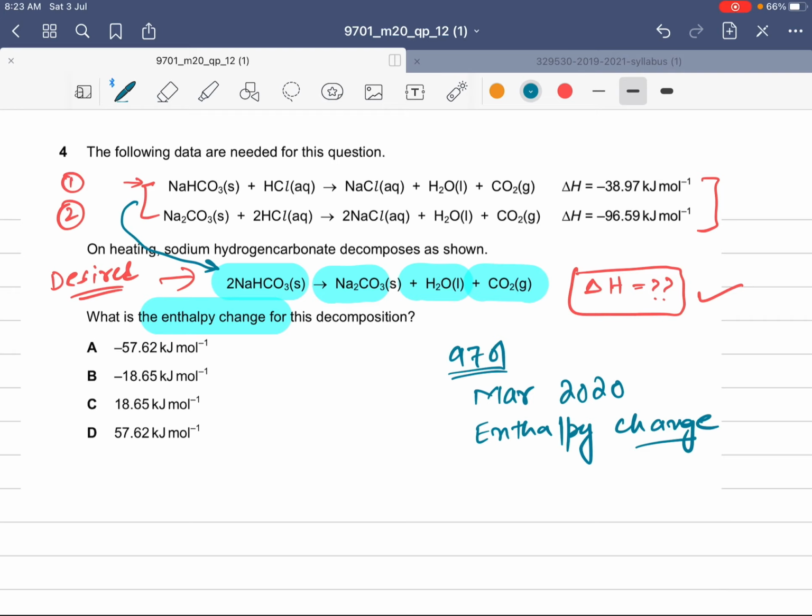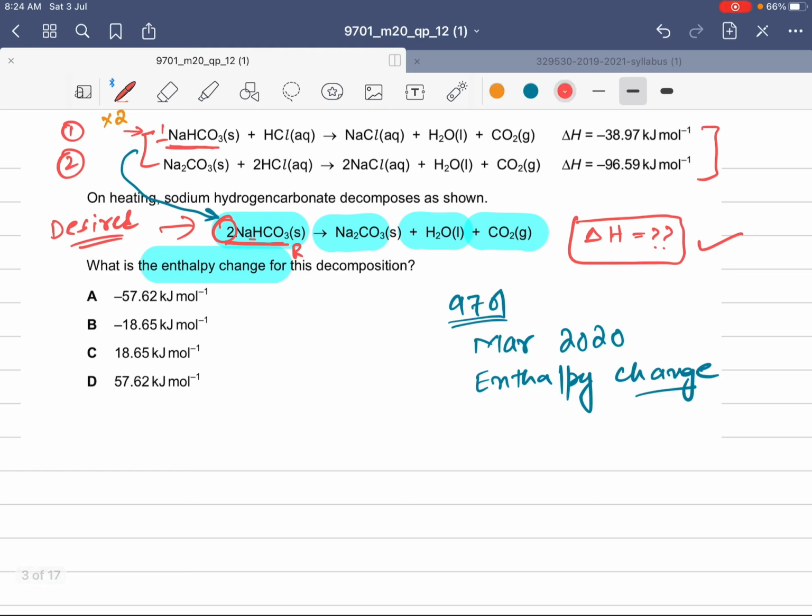As you can see, we have sodium hydrogen carbonate in our desired equation on the reactant side. So we need it on the reactant side. And in our given equations, again, we have NaHCO3 on the reactant side. That means this is fine, but we have 2 moles of NaHCO3 in our desired equation, and in our given equation, we have only 1 mole. So we need 2 moles of sodium hydrogen carbonate. That means multiply this given equation by 2. If we multiply this equation by 2, what would we get? We get 2 moles of sodium hydrogen carbonate.